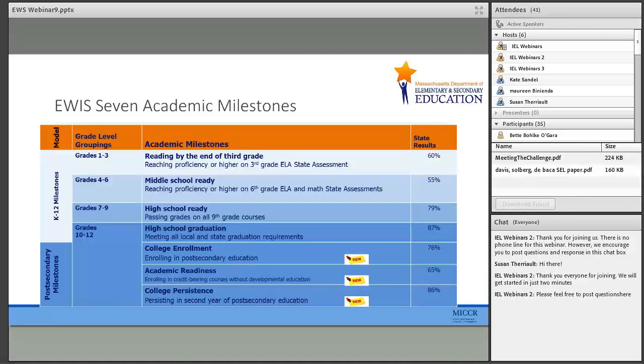And for students in grades 10 through 12, they now not only get a risk level for high school graduation, but also these post-secondary milestones. We got information leveraging National Student Clearinghouse information and also our partners at the Department of Higher Ed to be able to predict enrolling in post-secondary education, post-secondary academic readiness, which is enrolling in credit-bearing courses without developmental education, and then also college persistence, so persisting to the second year. And those last three, of course, are new for this year.